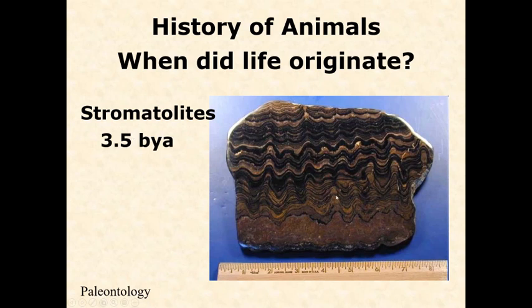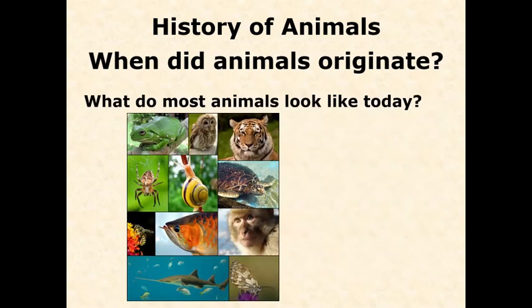Okay, so I'm going to have you know it, even though it's not animals, these were prokaryotes way, way, way before animals. But that's the origin of life on Earth. And we are going to fast forward about 3 billion years before we see the very first fossils that look like the earliest animals. So to be able to recognize animals in the fossil record, we need to know what an animal is. So what do animals look like? What do most animals look like today?